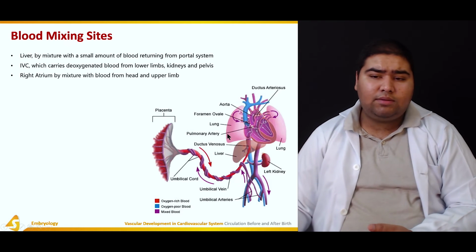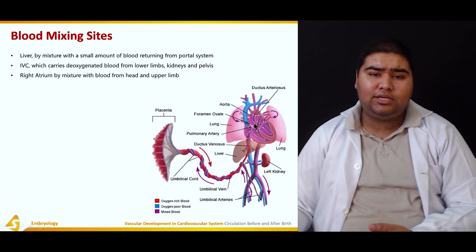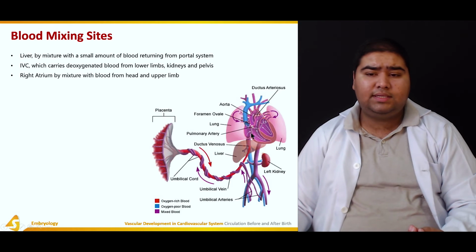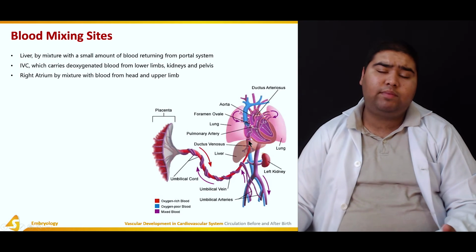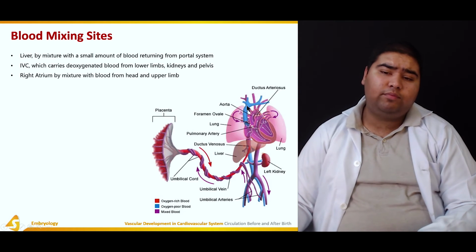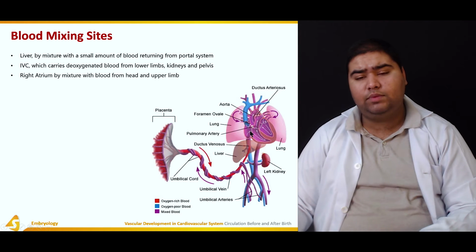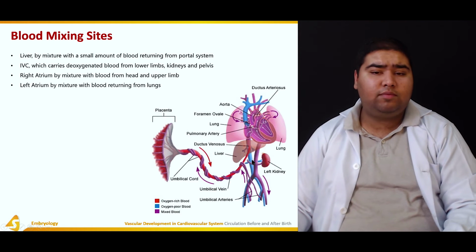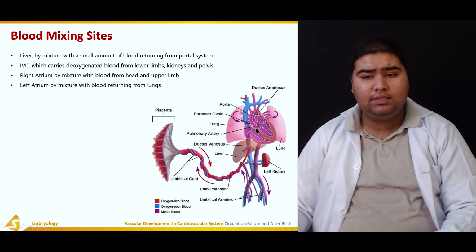The right atrium, this is the region of the right atrium. In the right atrium, the mixture of blood from head and upper limb occurs, because deoxygenated blood from the upper limb and the head comes from the superior vena cava. Now the left atrium, by mixture with blood returning from the lungs.